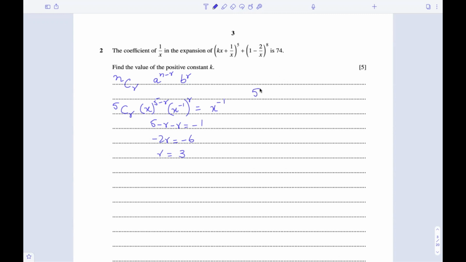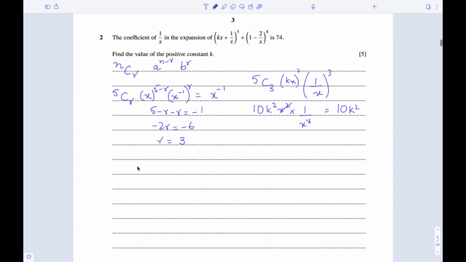So using 5C3, kx to the power 5 minus 3, which is 2, and 1 upon x to the power 3. So 5C3 is 10. We get 10k squared x squared into 1 upon x cubed. Simplifying, we know that the coefficient of 1 upon x in the first expression is 10k squared.